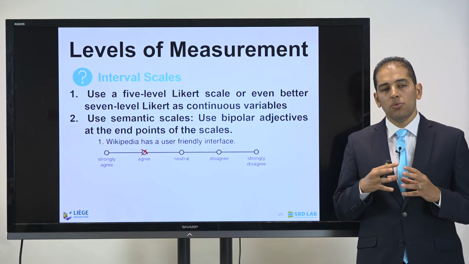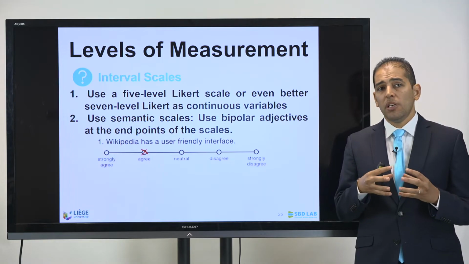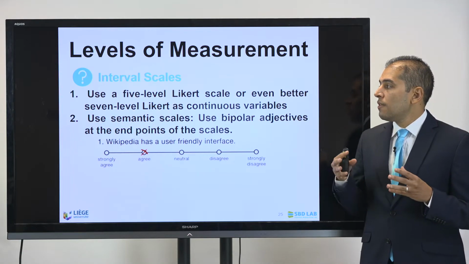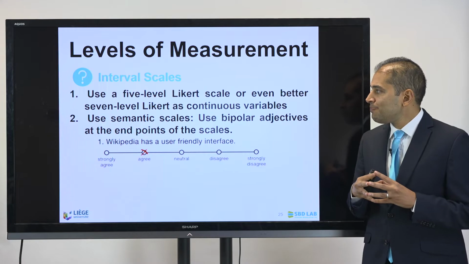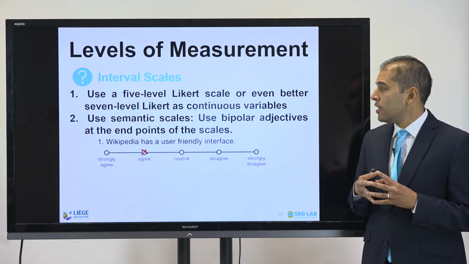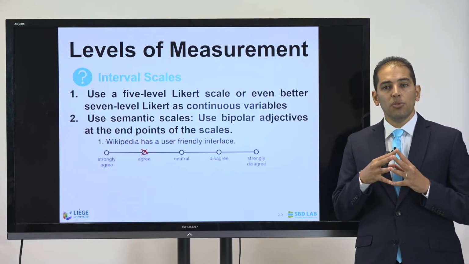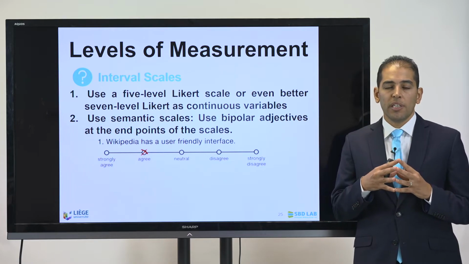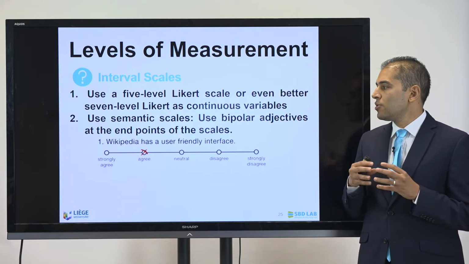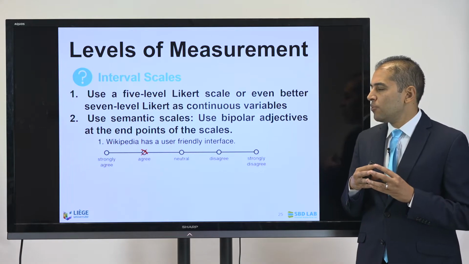I advise you to focus here because here we need to define a questionnaire and we will define the interval scales. So my advice to you is to use a 5-level Likert scale, or even better if you can, a 7-level Likert scale as continuous variable. This is very important. So make sure that you have used a 7 or in the worst case a 5-level Likert scale when you design a question, and make sure that you use semantic scales that are bipolar. So use adjectives at the end of the points of each scale.